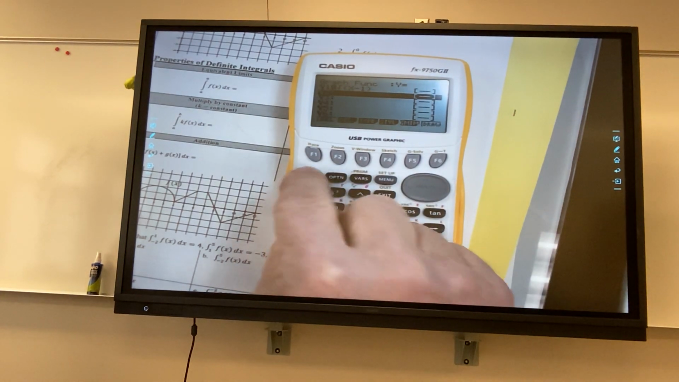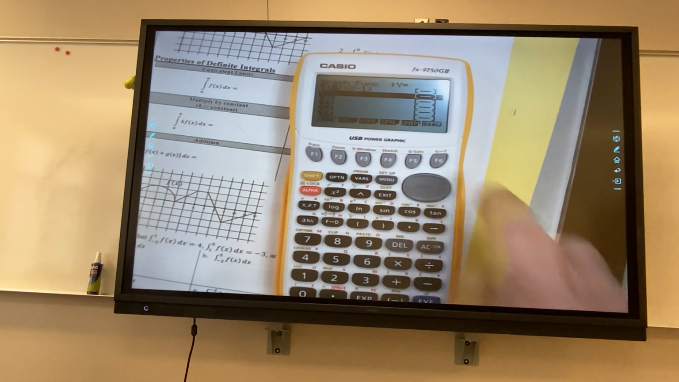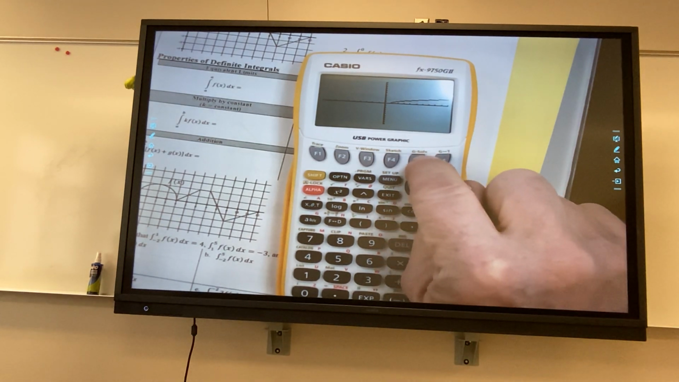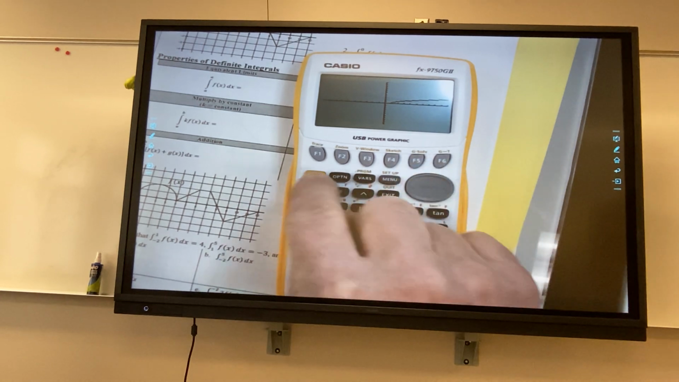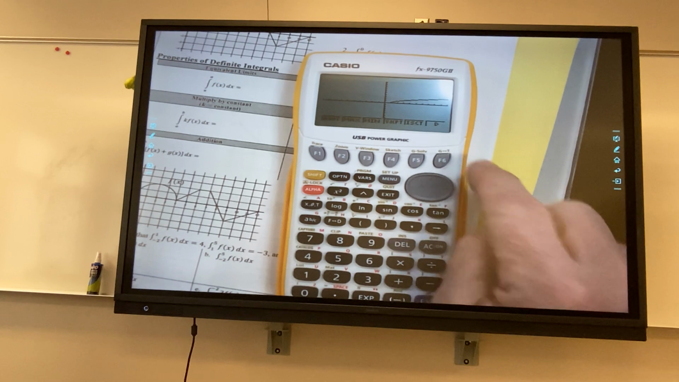And I'm gonna go to my window and I'm just doing a standard window. STD means standard. And so I'm gonna hit draw, and there it is right there. Now, up here you see where it says G-solve? You go shift, G-solve, and you see the right arrow here?